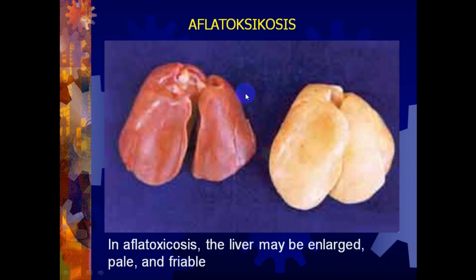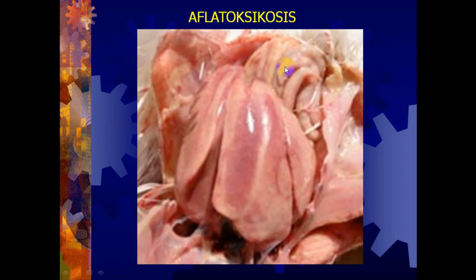Here, this is an almost normal liver. This is a liver affected with acute aflatoxicosis, slightly enlarged and also very pale due to massive fatty change or fatty degeneration. The same thing happened here. The liver will be pale due to massive fatty change or fatty degeneration.